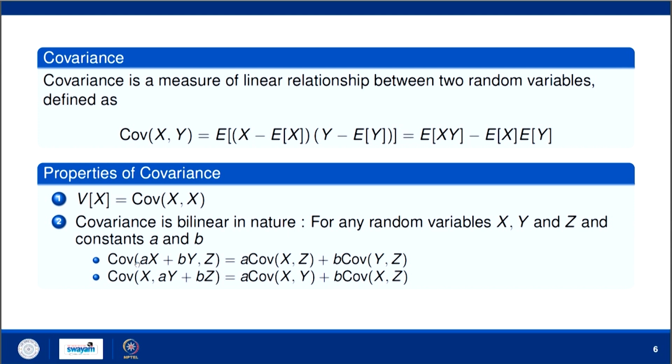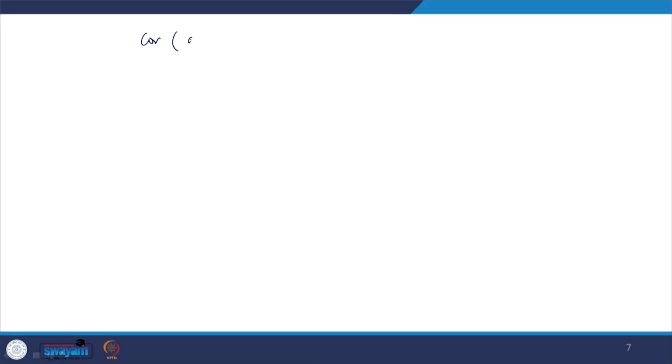Next, covariance satisfies these two properties. What are the properties? Covariance of A x plus B y with z is nothing but A times covariance of x, z plus B times covariance of y, z. So, it is again very easy to obtain. I will try for the first one, the second one can be similarly obtained. So, let us try for the first one, covariance of A x plus B y comma z. This will be expectation of A x plus B y minus A x bar minus B y bar times z minus z bar, as per the definition of covariance.